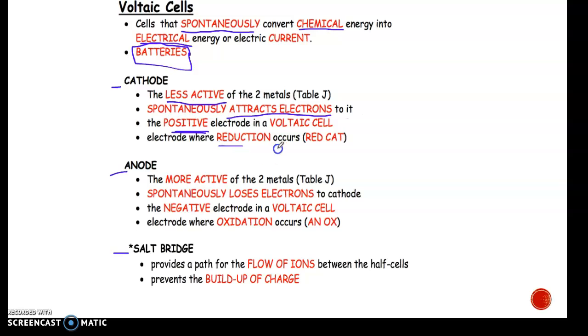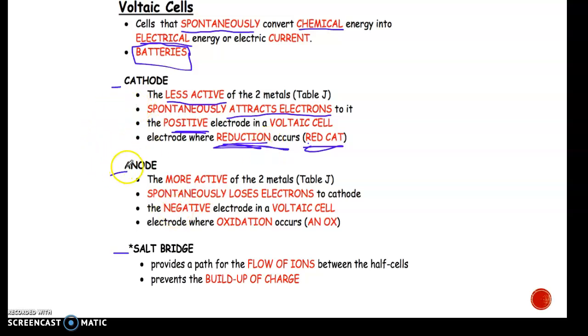And it's where reduction occurs. To remember where reduction occurs, we come up with this little acronym right here. Red cat. Red standing for reduction, cat standing for cathode. So red cat, that is where reduction occurs.